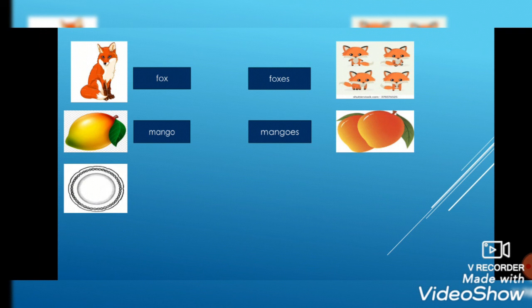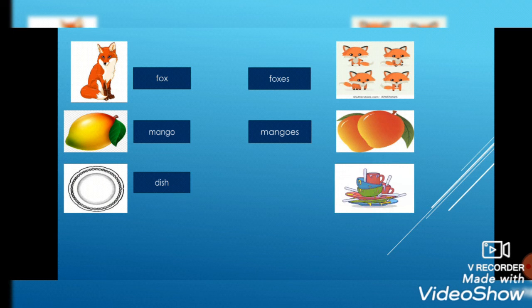The last picture, this is a dish. And the plural form of dish is dishes. So we add es since the noun ends with sh. So here we have to know that if the noun ends with ch, sh, x, o, s or ss, we have to add es to the singular noun to form its plural noun.